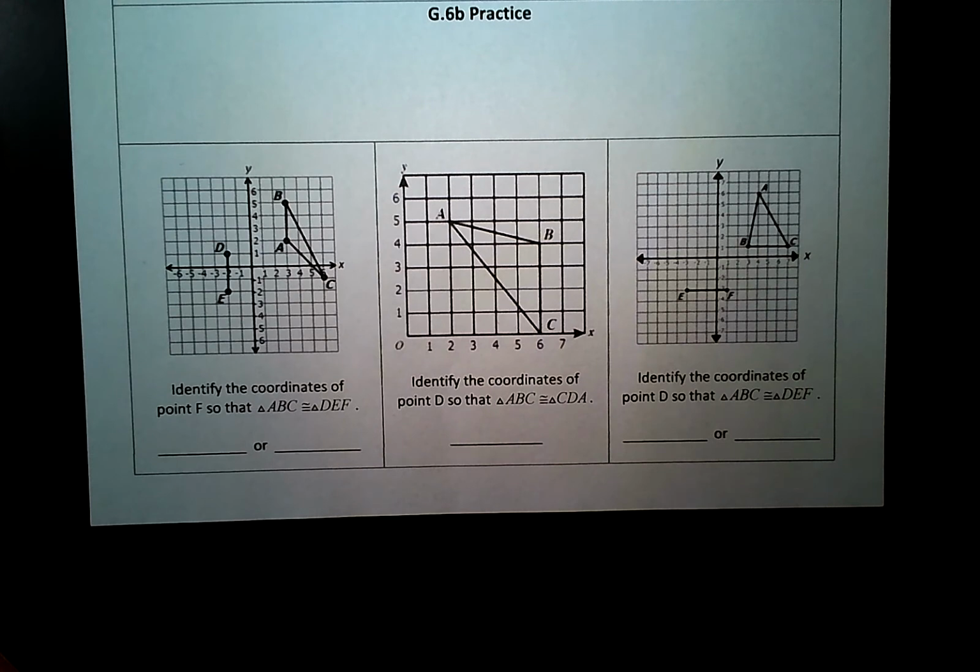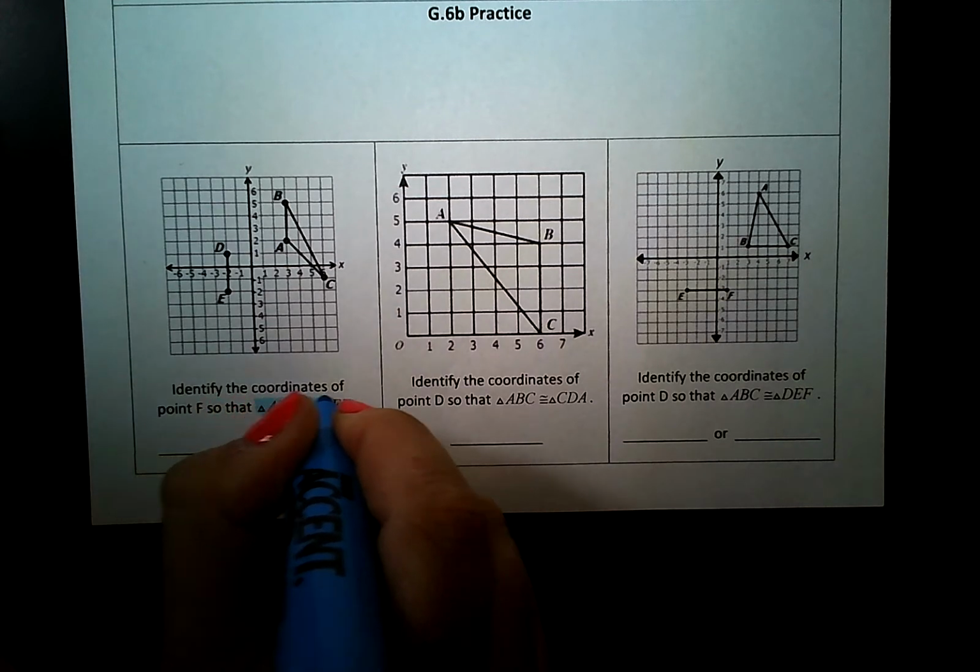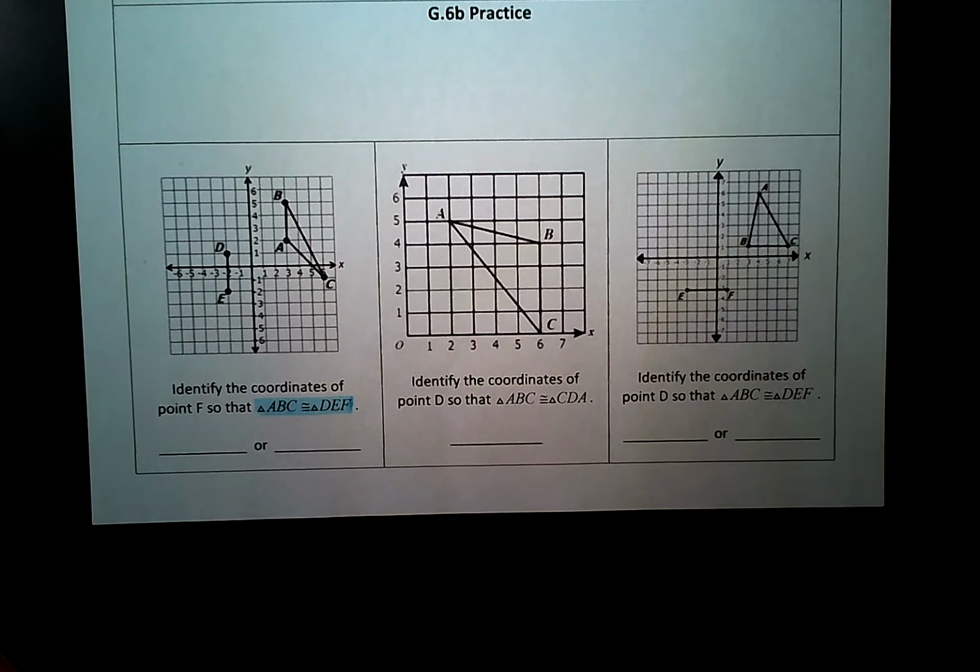For each of these, we're asked to identify the coordinates of a point that would create two congruent triangles. Okay, so let's take a look at the first example here. It says identify the coordinates of point F so that triangle ABC is congruent to triangle DEF.